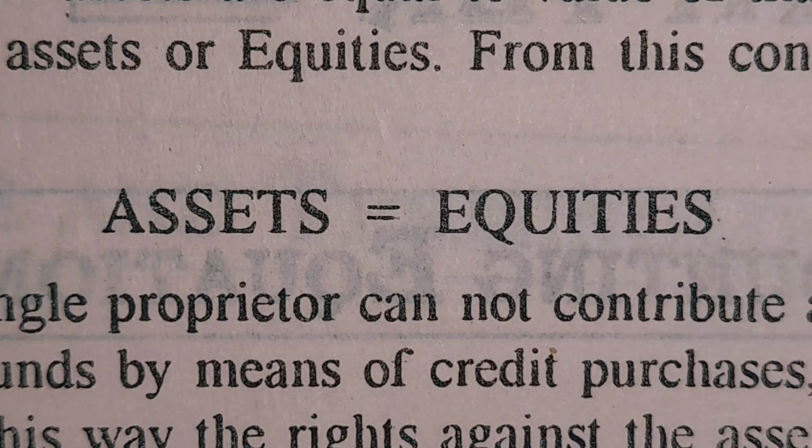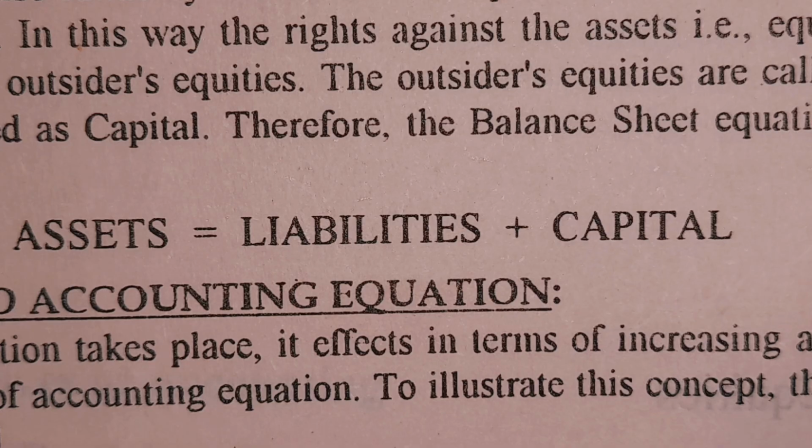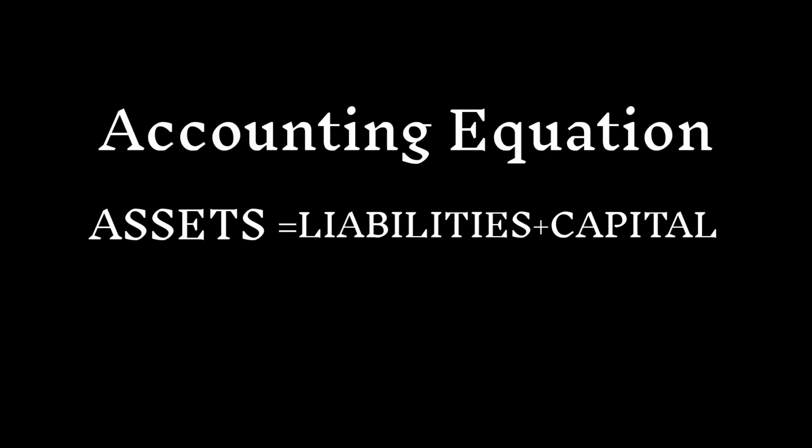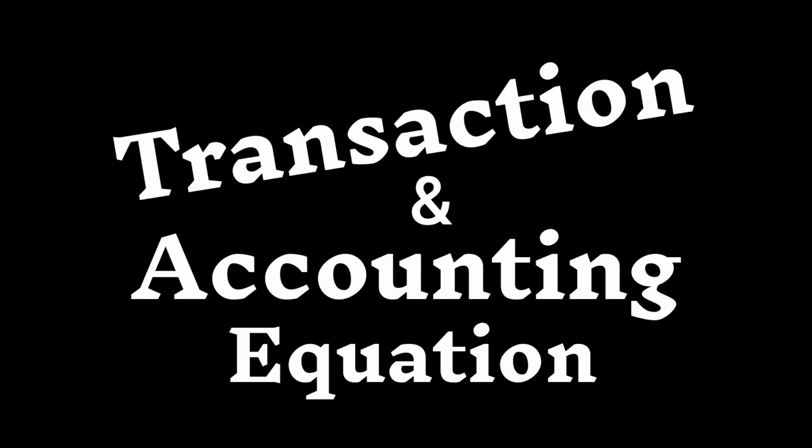Accounting equation. Assets is equal to equities. Equities will be divided into owner's equities and outsiders' equities. The outsiders' equities are called liabilities and owner's equities are called capital. The accounting equation can be written as under: assets is equal to liabilities plus capital.